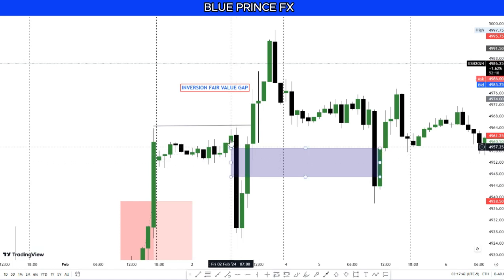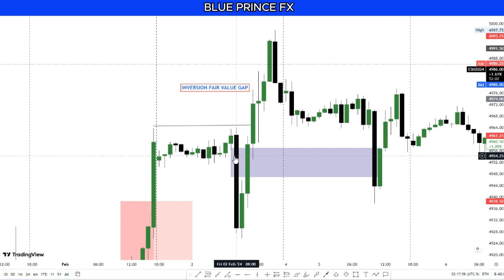So you have three candles: candle number one, candle number two, candle number three. Candle number one's low does not overlap with the third candle's high. So what that means is you have a space here. That means the market was inefficient. That means it's a fair value gap. The market is inefficient, it's an imbalance.